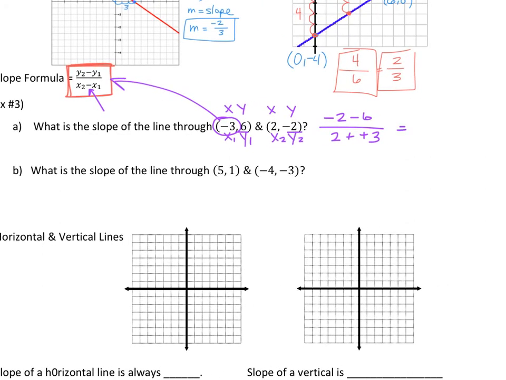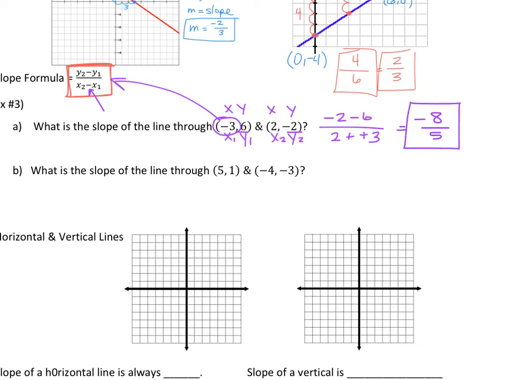So we get -2 minus 6 is what? No, -2 minus 6 is -8. Okay, 2 plus 3 is 5. Can you reduce -8 over 5? No, so that's your answer. That would be your slope.